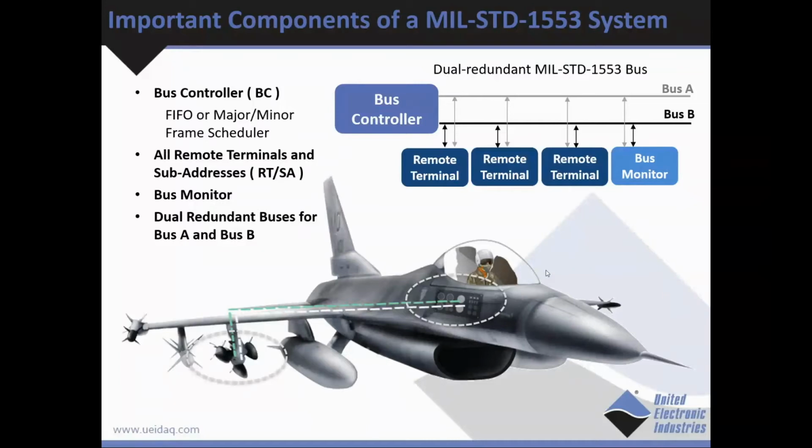Each 1553 system has two sides on the physical bus for redundancy in case one side becomes disconnected or disabled through an aerial engagement or really for any other reason.